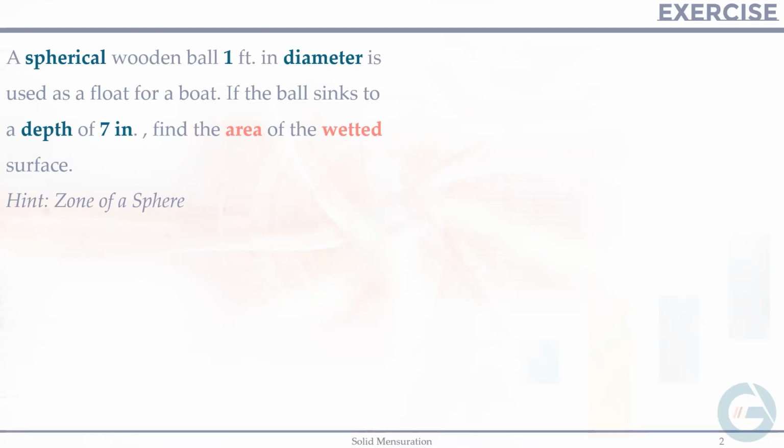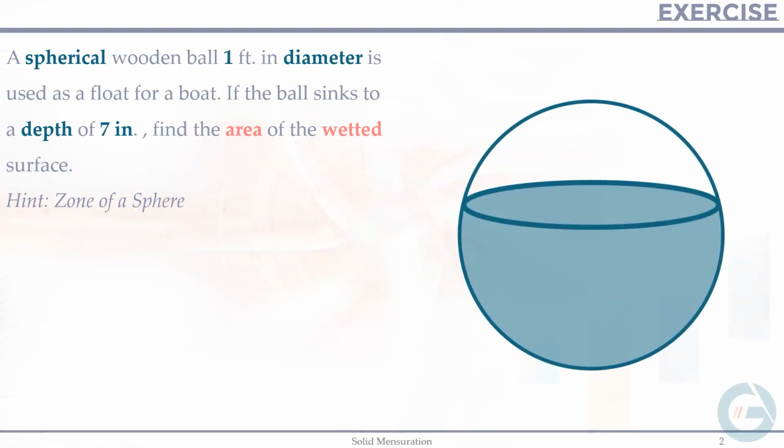So we're going to use the formula of the zone of a sphere to calculate the surface area of this ball, which is 1 foot in diameter and is 7 inches deep in the water. So this area is the wetted surface, okay? So we're going to calculate the surface area of this wetted surface.